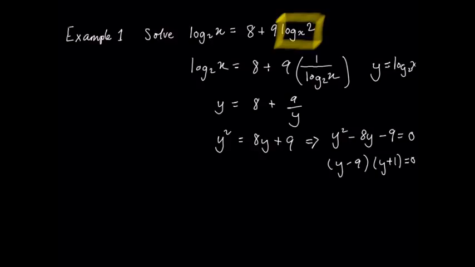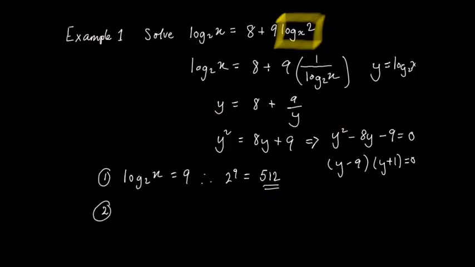So of course our two solutions to the quadratic are going to be y is equal to 9 and y is equal to negative 1. So let's go back to our substitution. y is equal to log to the base 2 of x. So our first case will be log to the base 2 of x is equal to 9. So that implies that x is equal to 2 to the power of 9. So therefore 2 to the power of 9, as you all know, is 512. That's our first solution.